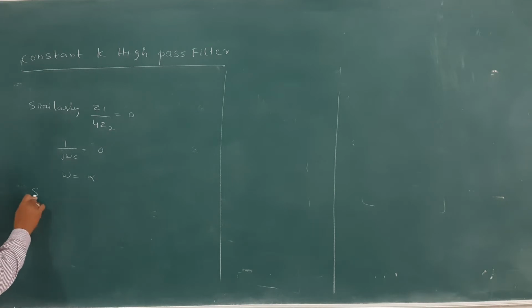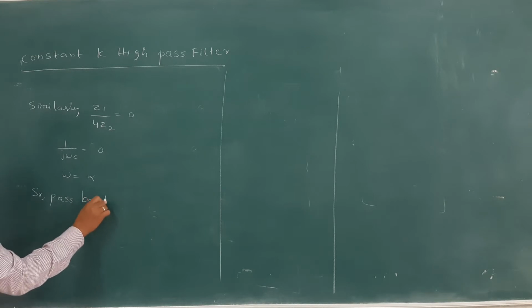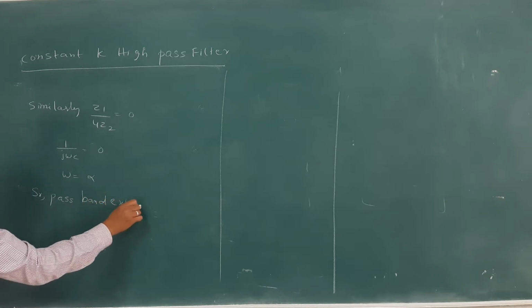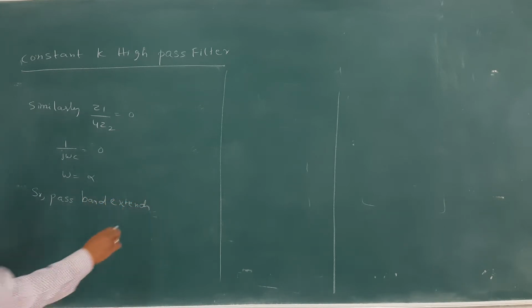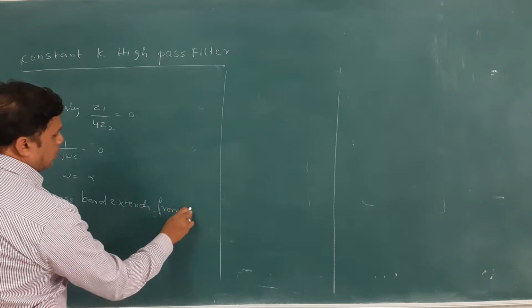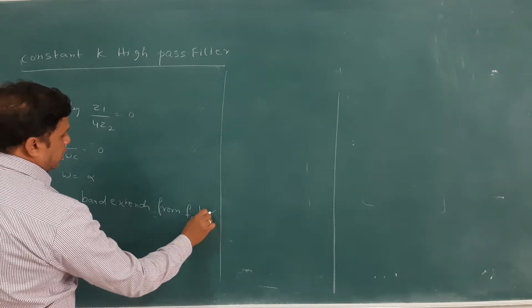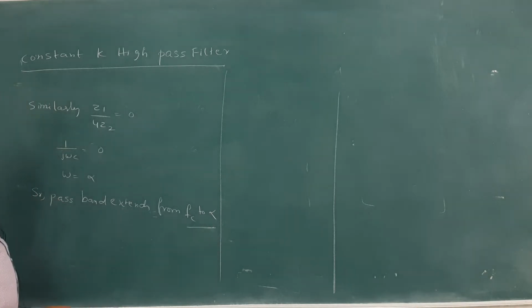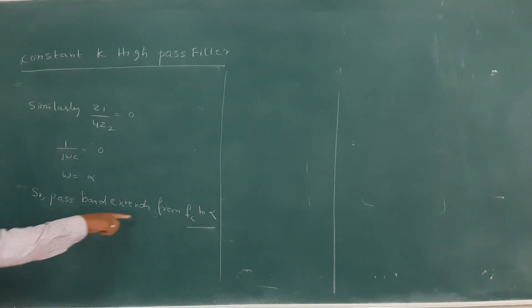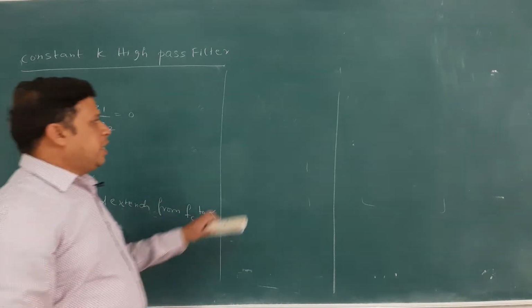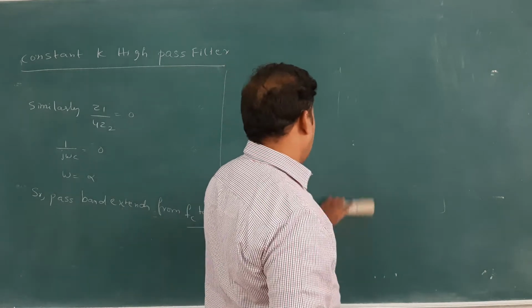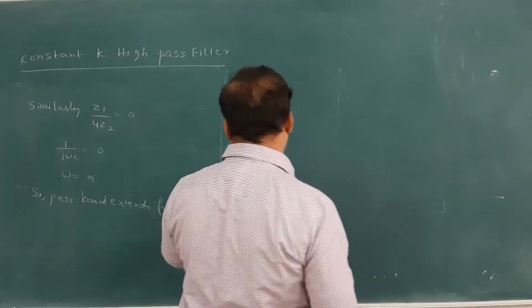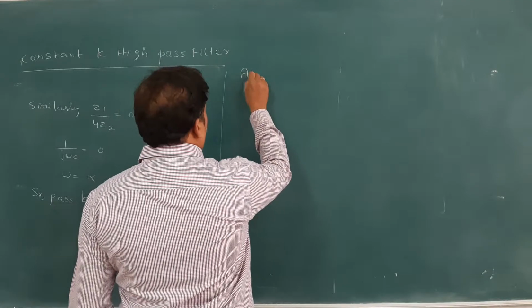So, the pass band extends from fc to infinity. If this is the condition, the pass band extends from fc to infinity value. Okay. These are the limits of the pass band. Now, we will talk about the attenuation band.